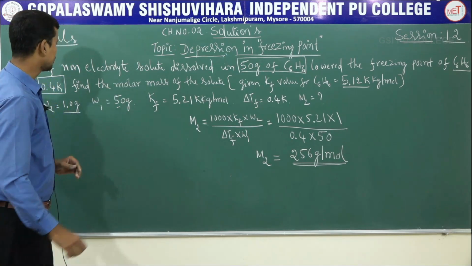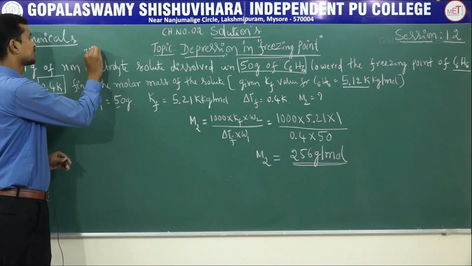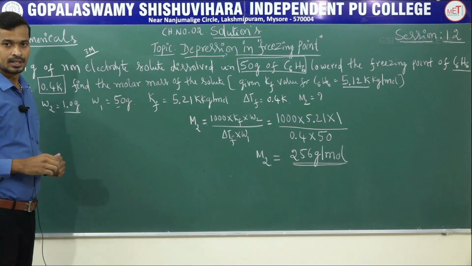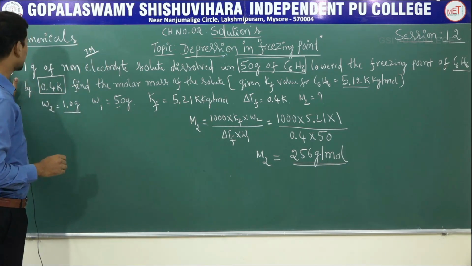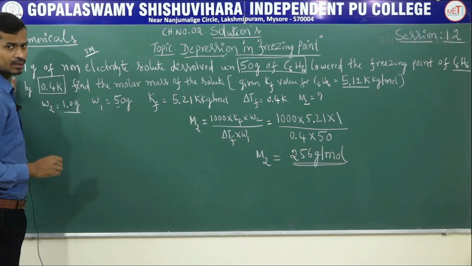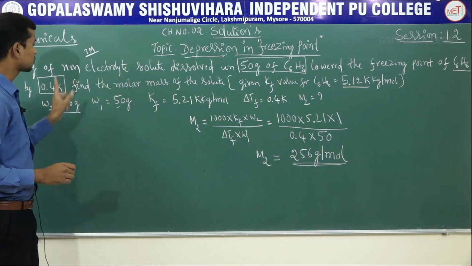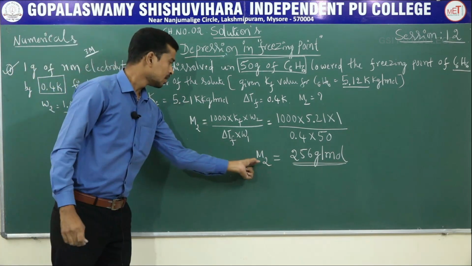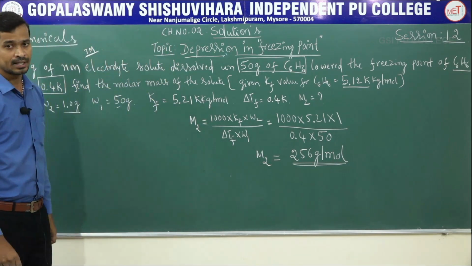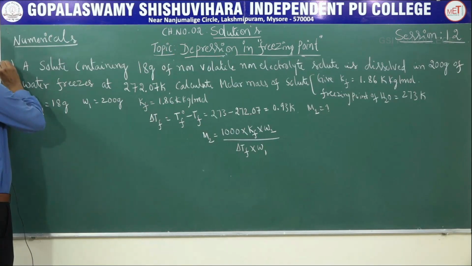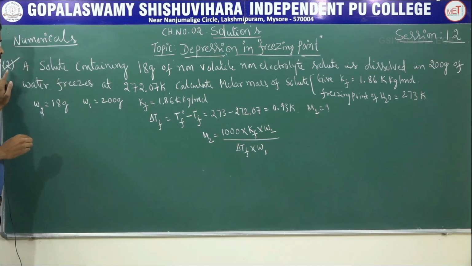This is a very important problem for 3 marks in your board exam. Clear? That is the first numerical problem. In such problems, all the values are given, and you just have to find the molecular mass of a non-volatile solute. Clear? Consider the second numerical problem.